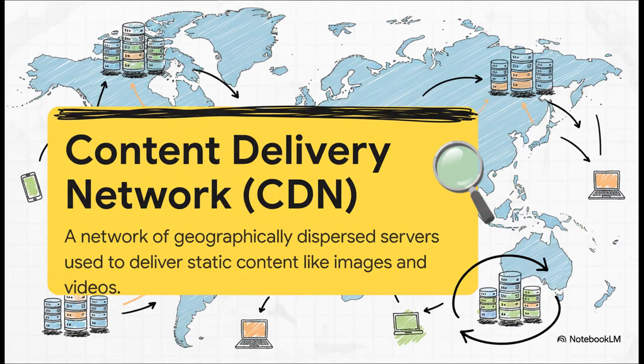And for another massive performance boost, we can offload all our static stuff, images, videos, CSS files, to a content delivery network, or CDN. A CDN is basically a global network of servers that caches this content physically close to your users. So a user in London gets the website's images from a server in Europe, not from one all the way over in California. And the result? Much faster load times for everyone.